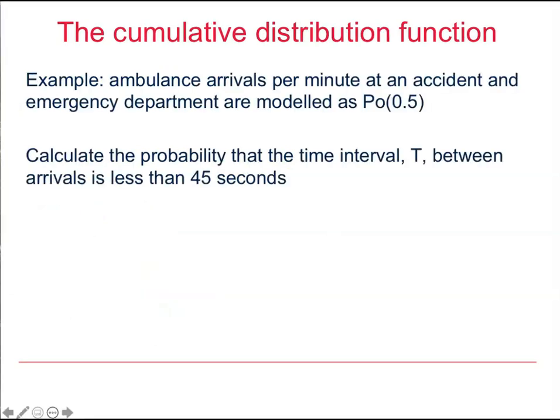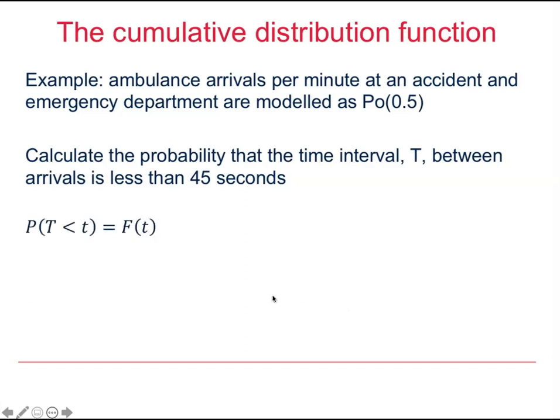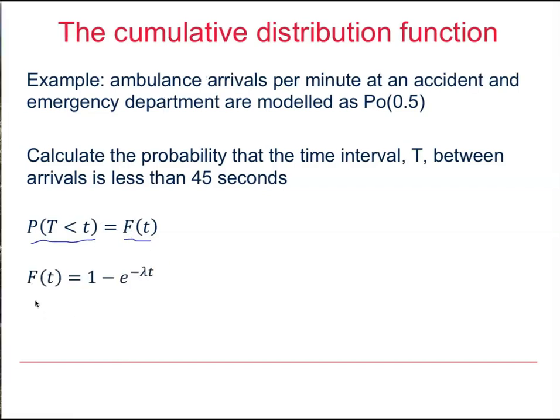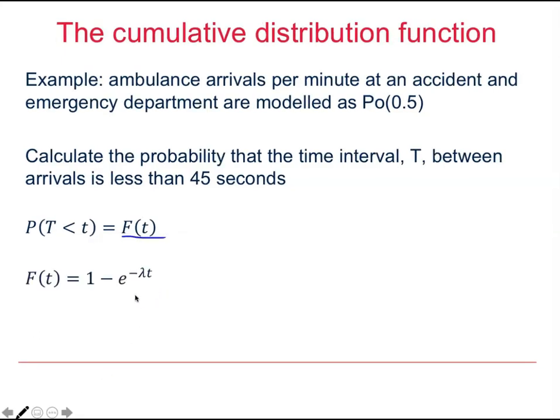Please pause the video to read the example and to work out how to use the cumulative distribution function to answer the question. Firstly, here's a reminder that the probability that the random variable takes a value less than any given value that we choose is given by the CDF. And the CDF is this function here, 1 minus e to the minus lambda t. So we're going to need to substitute in the relevant values for lambda and also for t.